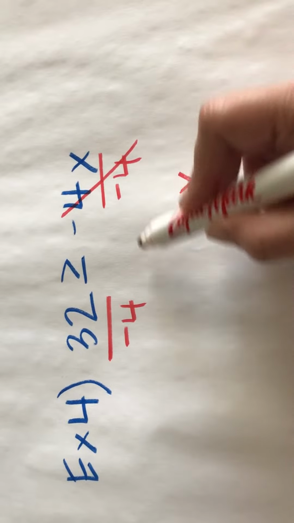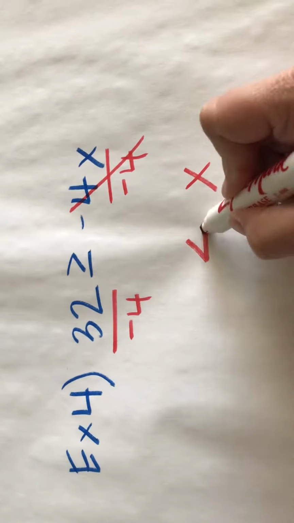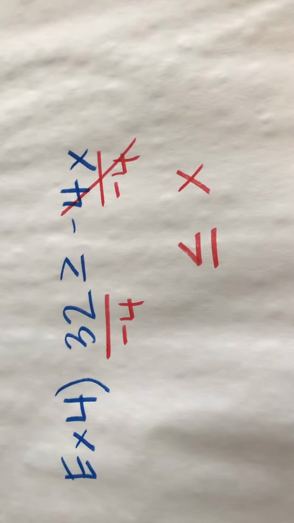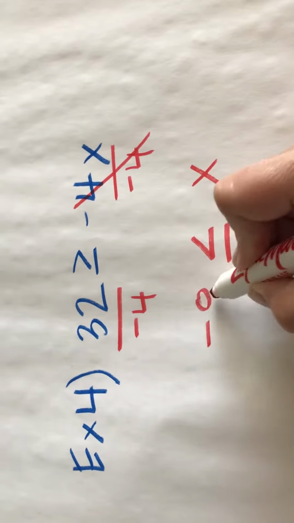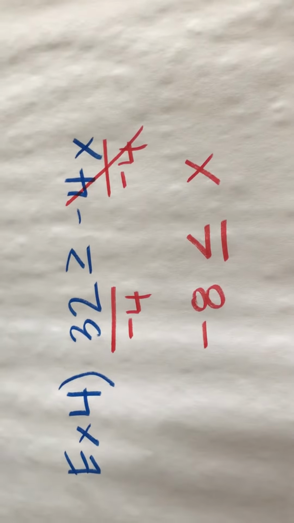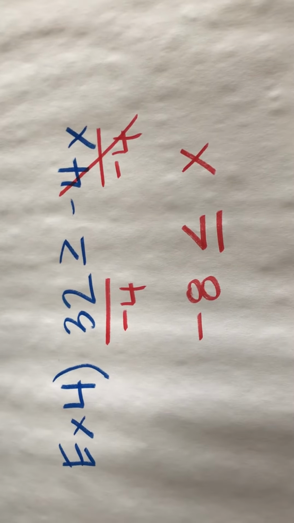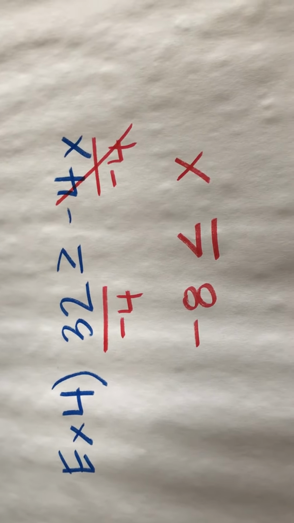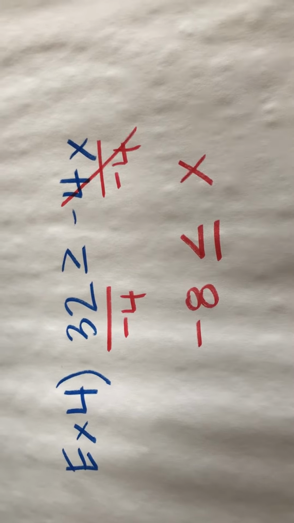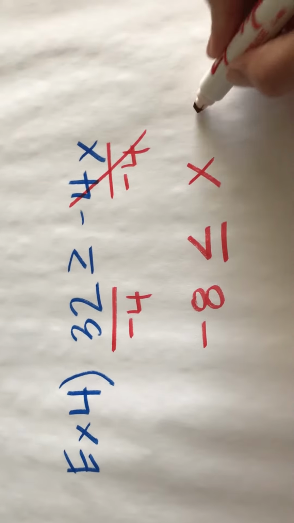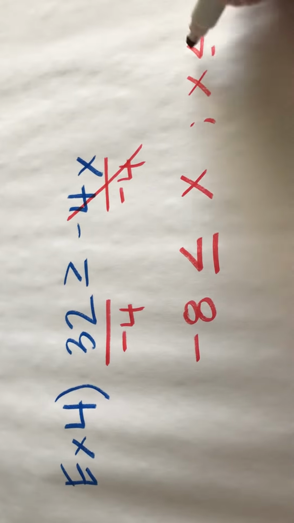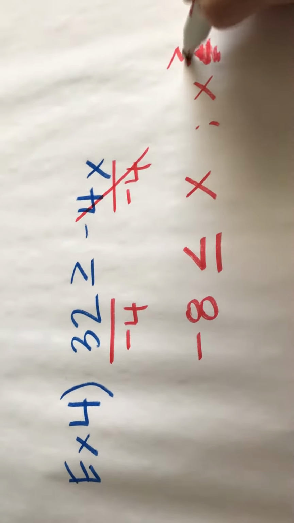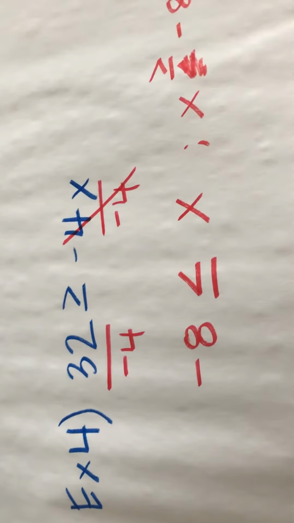Because you divided both sides by a negative, you've got to flip the inequality sign. So we're actually going to flip it to less than or equal to. 32 divided by negative 4 is negative 8. Now recognize that this means that x can be any numbers greater than or equal to negative 8, because the variable's on the right side here. This would be the same thing as x is greater than or equal to negative 8.